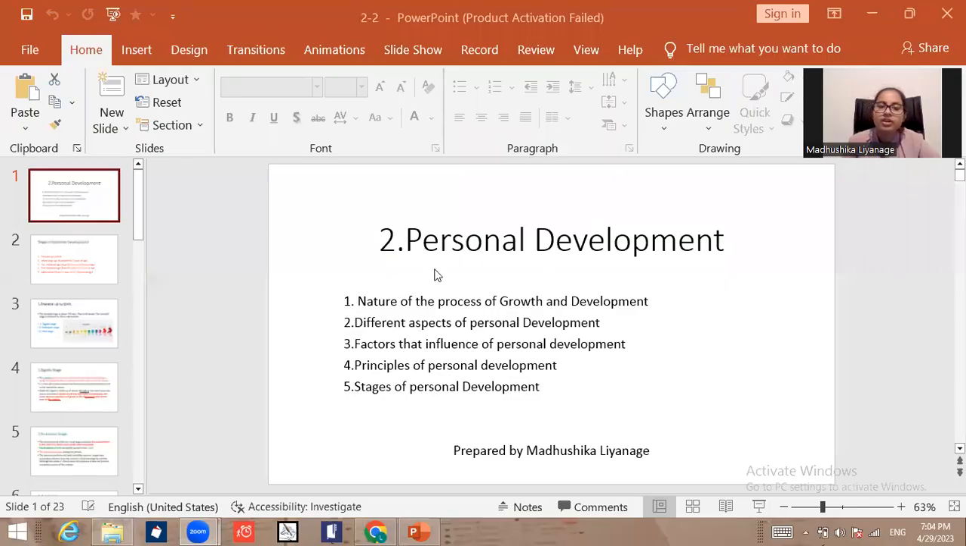Okay. So we have talked about what is personal development, right? What is personal development? And we have talked about the nature of the process of growth and development, the different aspects of personal development, and also factors that influence personal development. I forgot to tell you to revise what we have done, right?